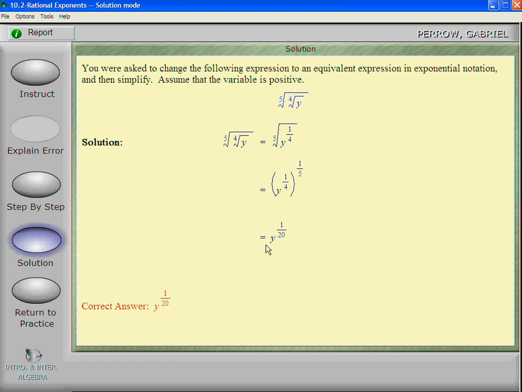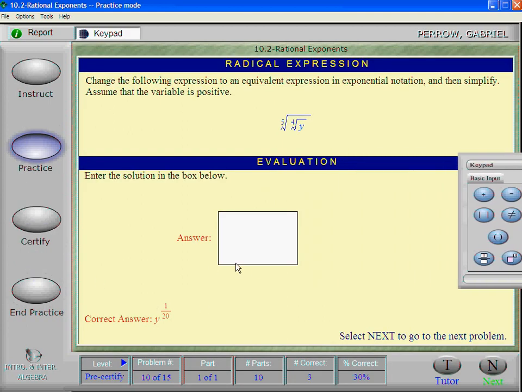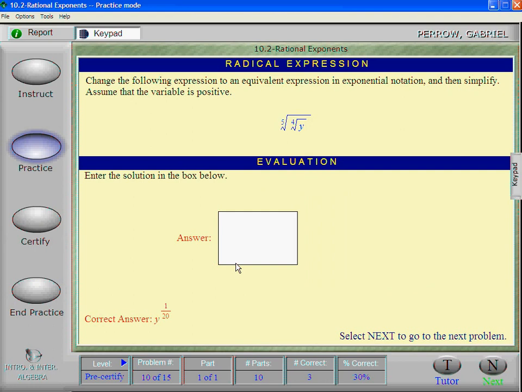Y to the 1/20th. So they want the final answer as a fractional power, but what that means to you also is that the answer is the 20th root of y, which is kind of weird. But if they say exponential notation, they want the power instead of the radical, so you could do it that way.